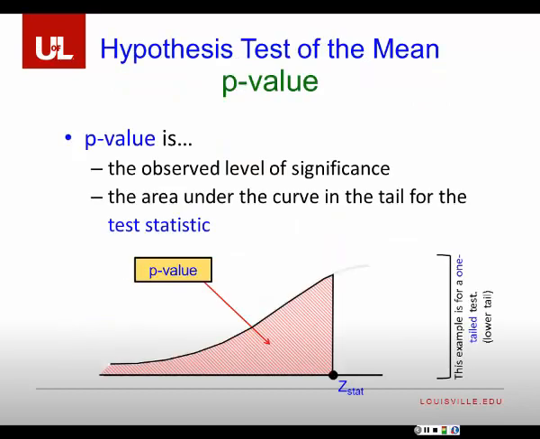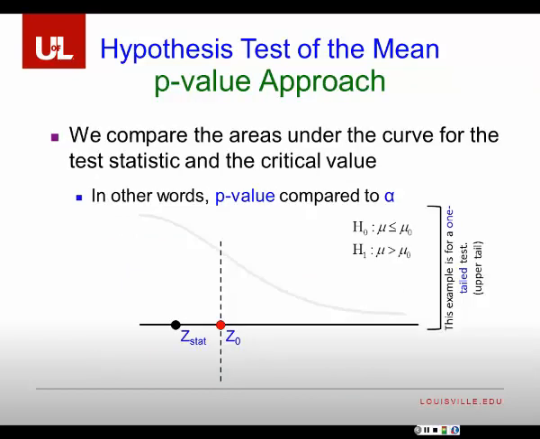So the p-value approach says we're still going to calculate our observed z statistic. We're still going to find that -2, but then we're going to ask what is the probability of being less than or equal to -2. So we'd have to go to the z table and calculate it. This sounds like a lot more work, and it is more work when you're the one doing the work. But when your computer's doing the work, it's actually a lot easier to compare p-values to the alpha, because the computer is going to compute the p-value for you. So we compare the area under the curve for the test statistic and the critical value.